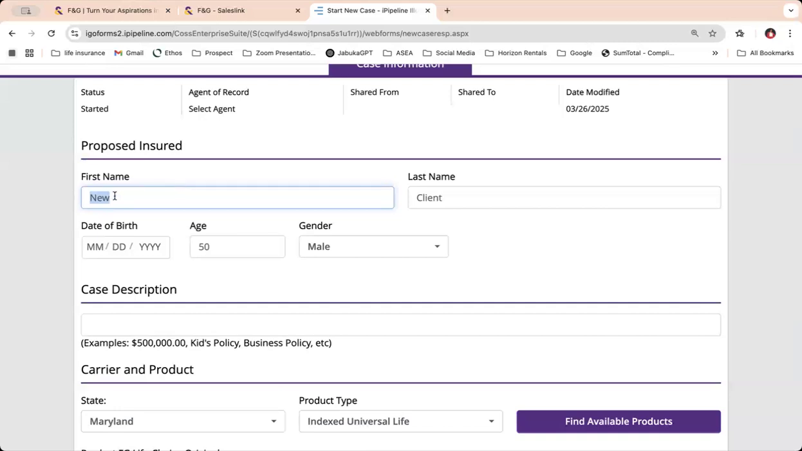So we're going to put the first name for the client. And I always use Jane Brown. Some people use John Doe and Jane Doe, whatever, but I just do Jane Brown. So, okay, let me do a capital J there. So Jane and Brown.